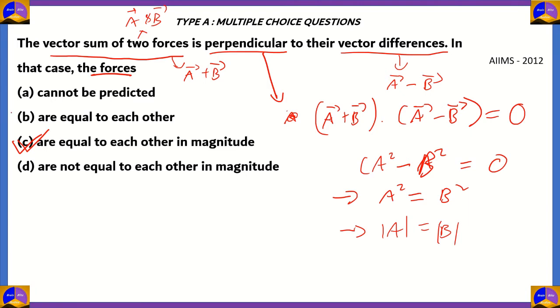So the reason why option B is incorrect is because the direction may differ. Even if the direction may differ, this condition, that is the equality in magnitude, holds. So therefore option B cannot be correct, but C can. They can be equal to each other in magnitude and still face in different directions. So since we've predicted this, option A, cannot be predicted, is incorrect. And since we found them to be equal, option D is also incorrect.